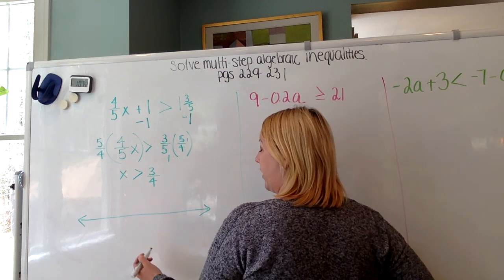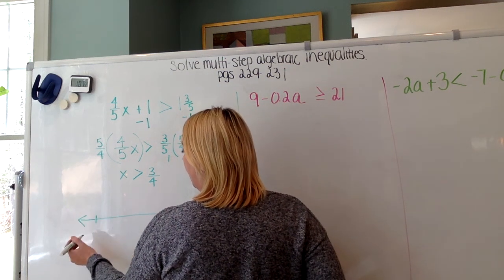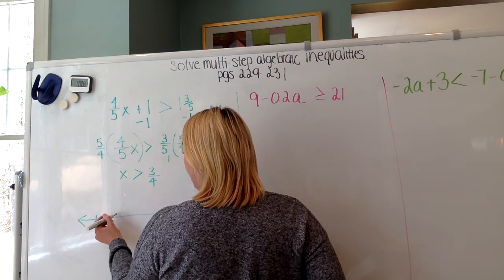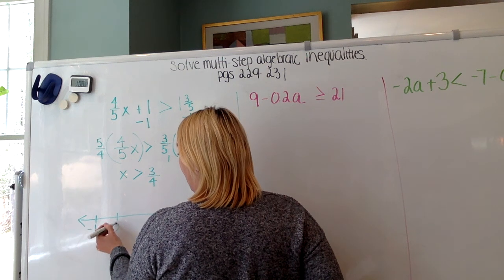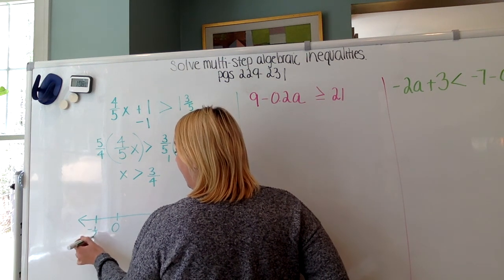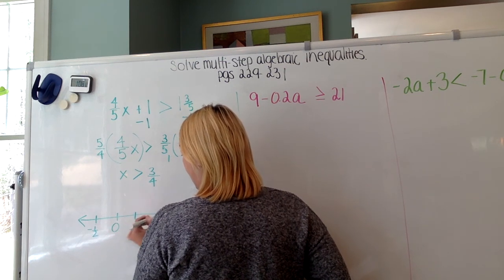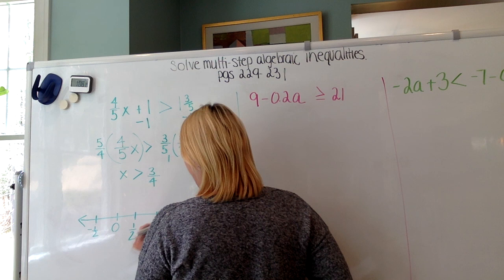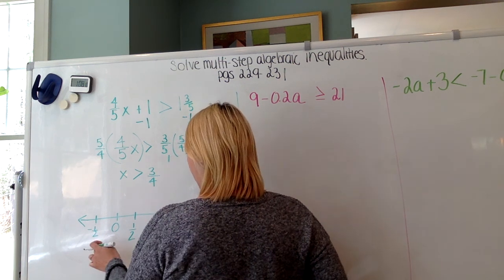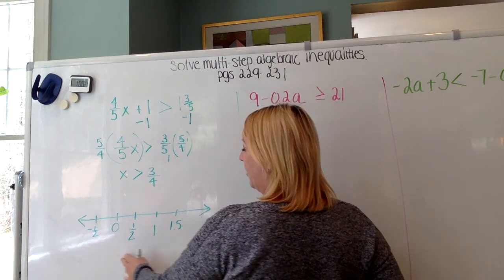So if x is greater than 3/4, let's go ahead and put -1. Actually, I'll do halves. I'll do -1/2, 0. And I'll do 1/2, 1, 1.5, 1, 2, 3, 4. So we've got 5 there. All right, so I've got my number line here showing.